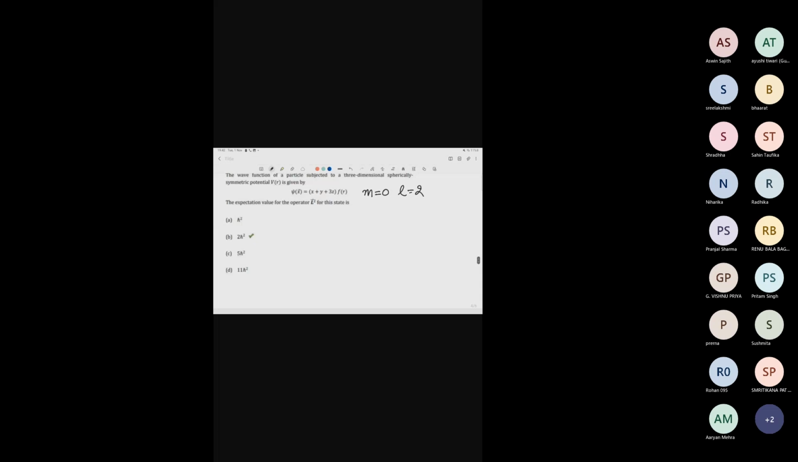So we can write this in spherical polar coordinates and then separate the phi and theta parts. You first have to write this in terms of spherical coordinates. So what is x in spherical coordinates? R sin theta cos phi. And what is y? R sin theta sin phi. And z is R cos theta. Okay, so this is the thing.